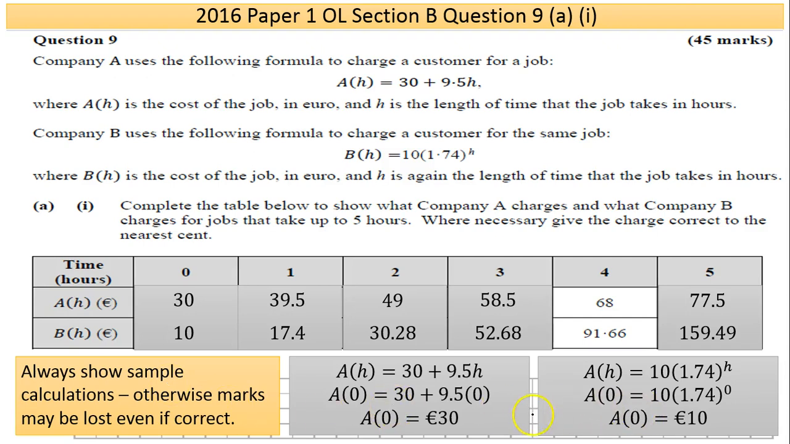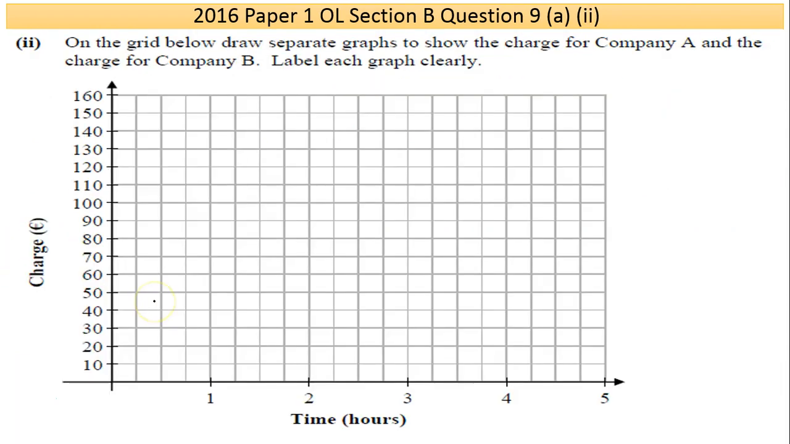I've shown 2 sample calculations down here. That way, if your calculator was wrong or you were doing the wrong thing all the time, even though these answers are wrong, the sample calculation would get you marks, because you're showing one step towards the right answer. Okay, that's question 1, A part 1.